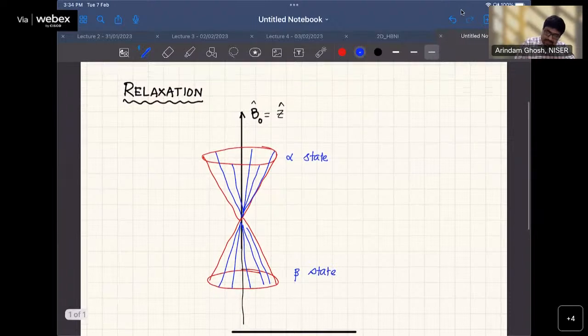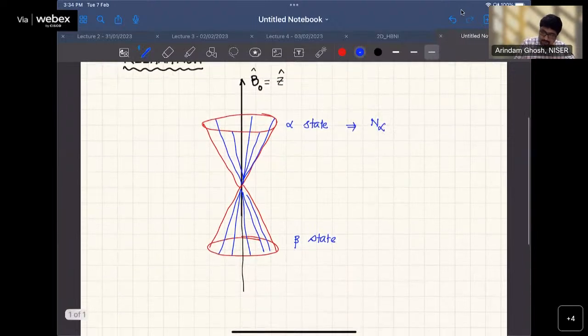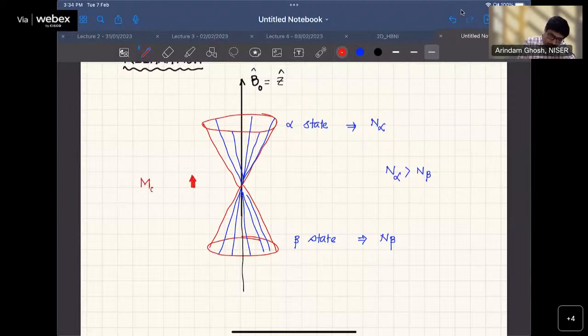And we know that the alpha state has maybe say n alpha number of spins, or n alpha number of molecules going into the alpha state. The beta state might have some n beta number of spins. And then we know that n alpha is going to be slightly greater than n beta. And that is how we get what we have always drawn as a small, tiny bulk magnetization. We often call it M or M naught.